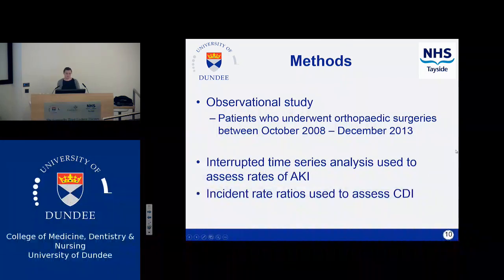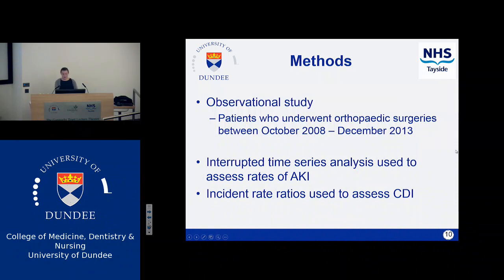The study that I carried out was an observational study using a large linked database, and it looked at patients who'd undergone orthopaedic surgeries between October 2008 and December 2013, encompassing the period where patients had received flucloxacillin and gentamicin and the period where they'd received co-amoxiclav. We used an interrupted time series analysis to assess the rates of acute kidney injury. This is a good design method that can be used to assess interventions in an unrandomised setting, such as a policy change. It allows us to control for trends before an intervention by looking at multiple time points before and after an intervention.